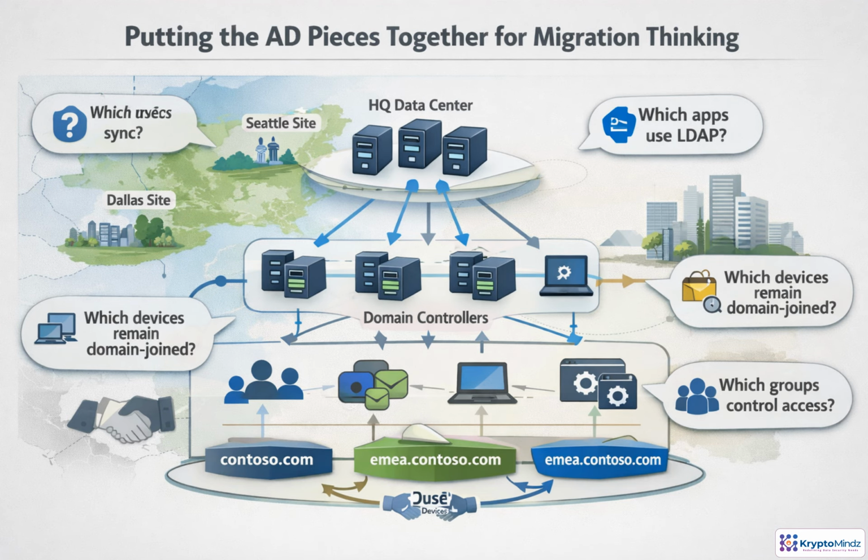Migration planning is where the AD components start to connect. Domains, sites, domain controllers, devices, groups, and applications all create dependencies. Before changing anything, map what authenticates where, which apps still bind through LDAP, which users sync to cloud services, and which computers must remain domain joined. Also review trusts, group access, and policy paths, because they often explain why something still works. This view helps you avoid treating AD as just a set of servers. It is an identity ecosystem. A good migration plan follows the relationships first, then decides what to move, modernize, retire, or leave in place.